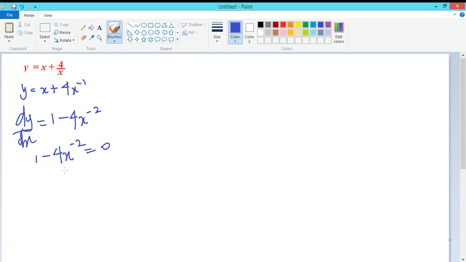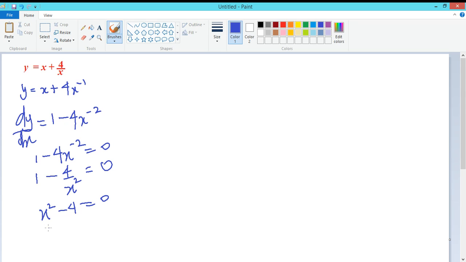Because it's a turning point. The same preamble as the A and B. I can rewrite this as 4 over x squared. The same illustration as I did with the indices. And I multiply through by the LCM, x squared. It becomes x squared minus 4 is equal to 0.